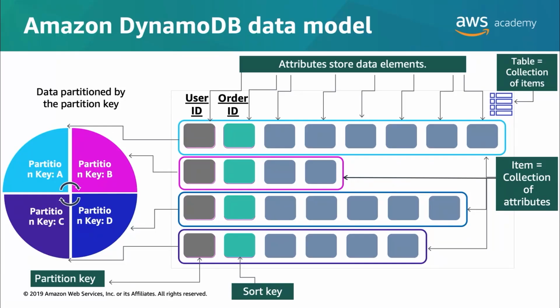DynamoDB distributes data across multiple partitions. It divides data items into partitions based on the partition key value. A partition is an allocation of storage for a table. A partition is implemented in SSDs and is automatically replicated across multiple availability zones in an AWS region. DynamoDB handles partition management for you.